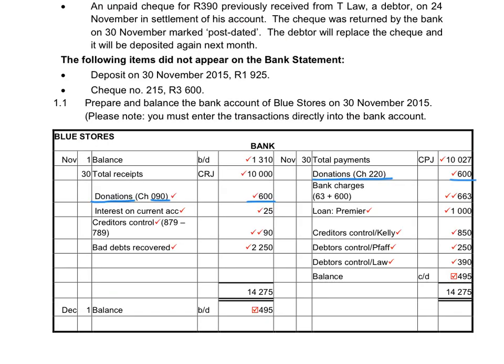In our bank account, we will show that the money in the bank will increase with this 25 Rand interest that we received on the current account. So remember, if we pay interest to the bank, it is interest on overdraft. If we receive interest from the bank, it is interest on current account. And then we will show that the bank account is credited with a total 663 Rand bank charges that we have to pay to the bank.